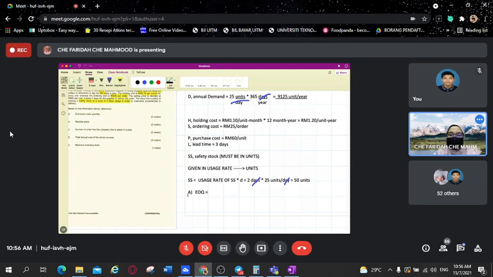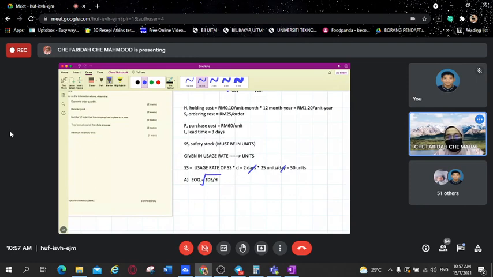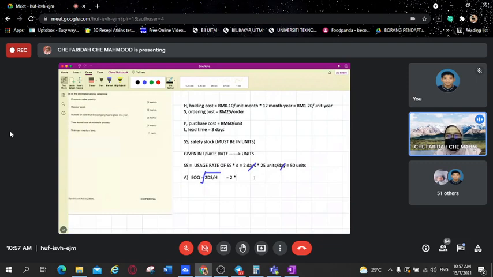So formula ni macam biasa, 2DS over H, square root. Quantity tak ada, I have to draw dia punya square root. Bear with me. So simply plug in lah. Because you already kira tadi. Simply 2 times D. D dah kita kira tadi, this one, 9125. Plug in there. When you plug in tak perlu letak unit of measurement. Just plug 9125 times the H. H kita dah tahu, which is RM1.20.